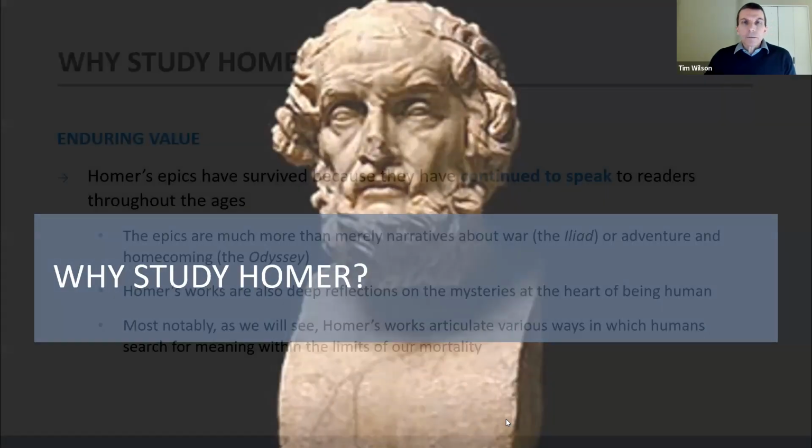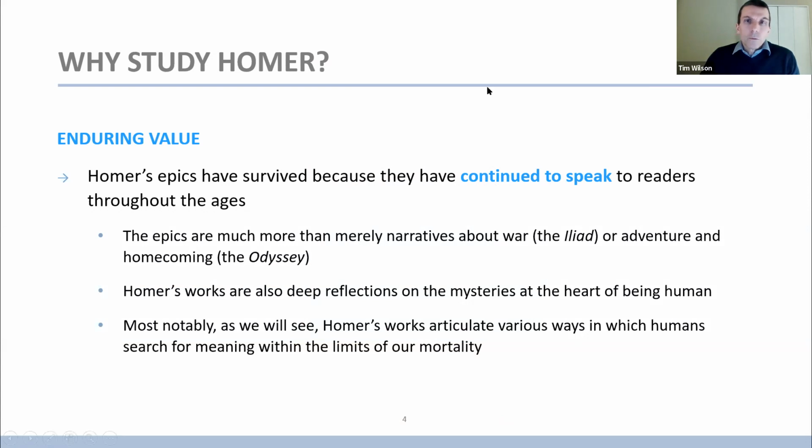Okay, so the first, as I said, we're going to address this question of why study Homer. I think, first of all, there's this question of the enduring value of Homer. So I think we could safely say that there's a reason that these epics have continued to be read to this day, because they continue to speak to readers throughout the ages. And I would say as well that the epics are more than just, let's say, stories about war in the case of the Iliad, or about homecoming in the case of the Odyssey. They're also, I would say, deep reflections on the mysteries at the heart of being human.